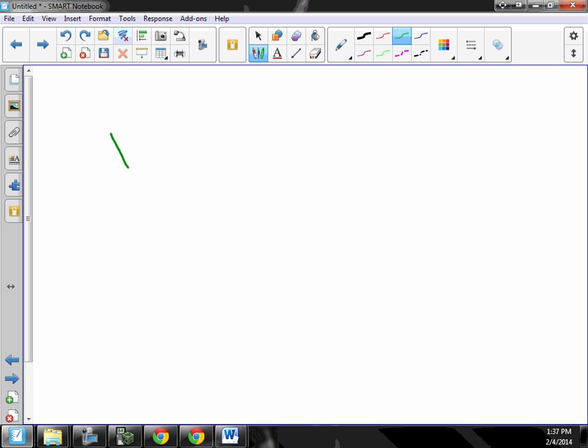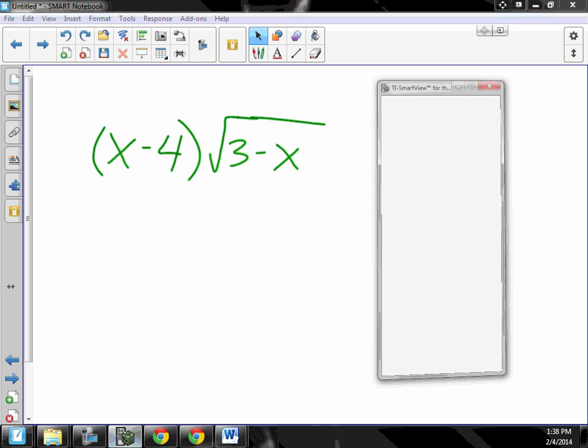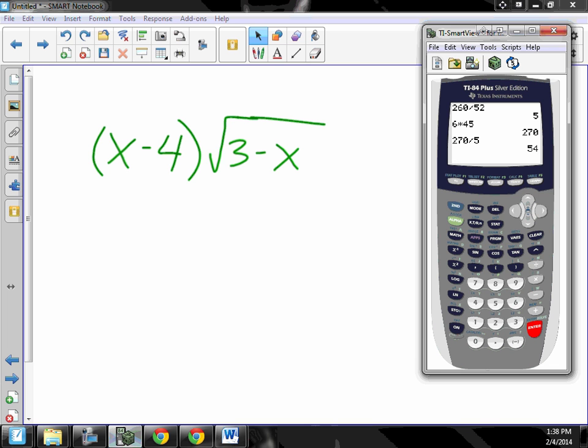I'm just going to make this up. Times the square root of, ooh, I better not do that. Let's do 3 minus x. We'll see if this works, because I have no idea. So, in your calculator, type this into your y equals. Oops, I need the parentheses. x minus 4 times the square root of 3 minus x.